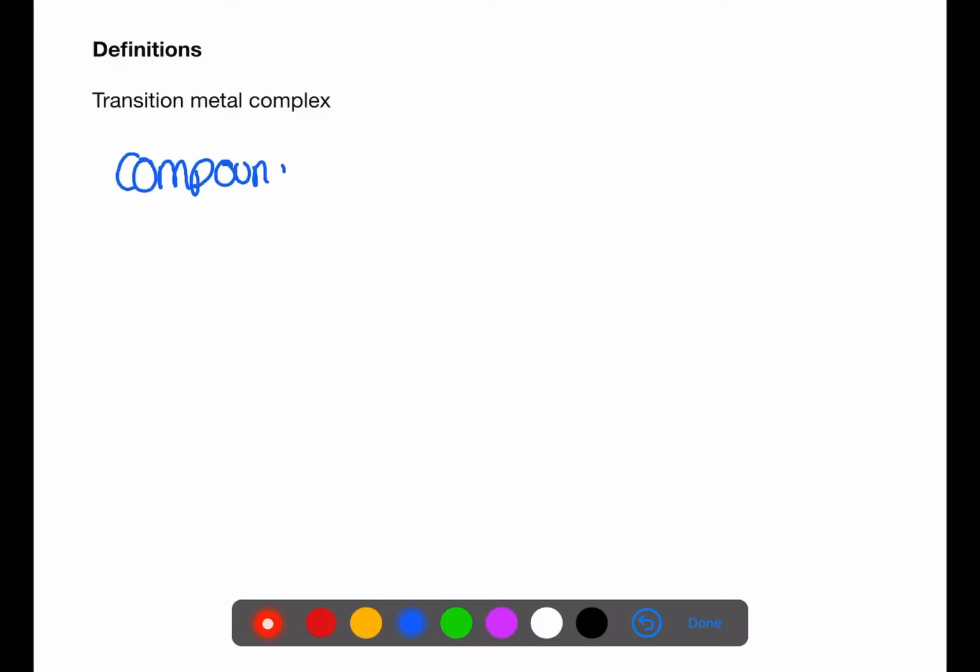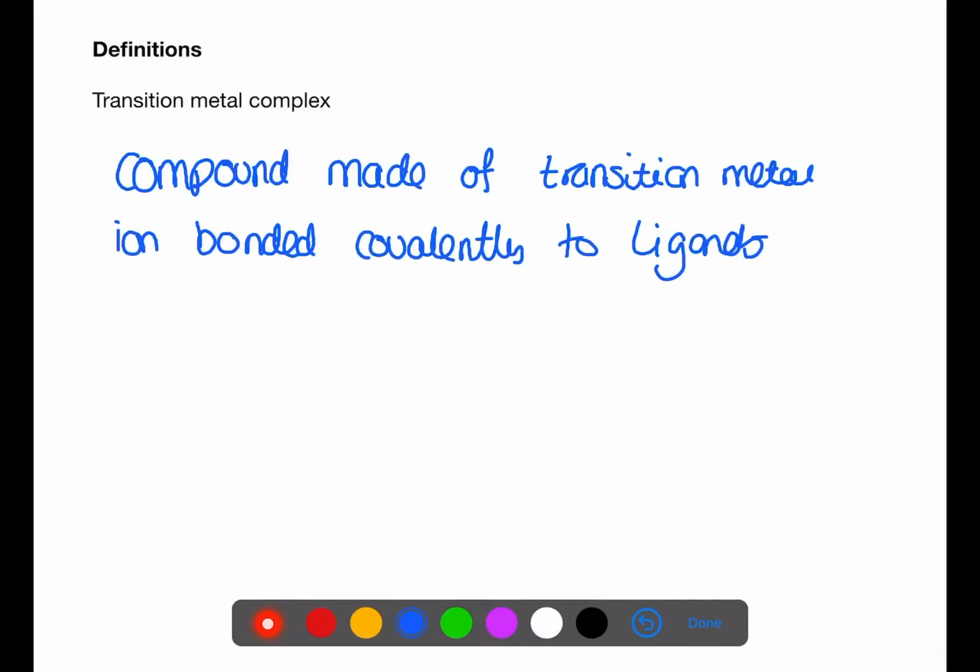Today we're going to look at transition metal chemistry with a focus on naming and writing formulae for complexes. First, let's look at some definitions. A transition metal complex is a compound made of a transition metal ion bonded covalently to ligands.